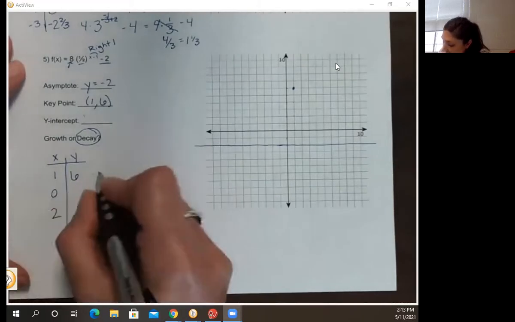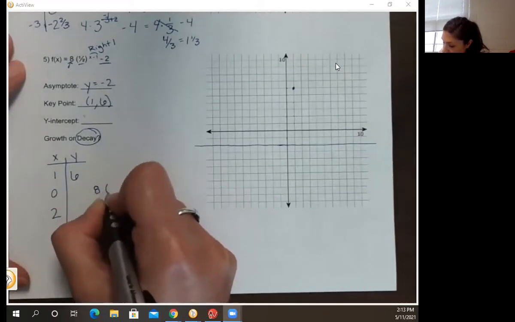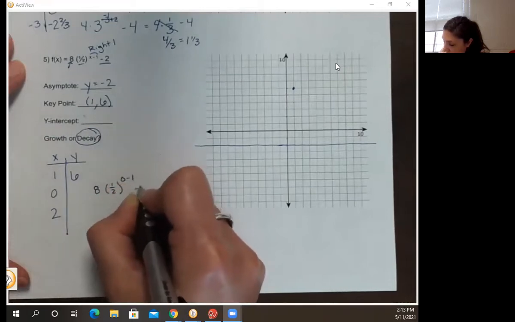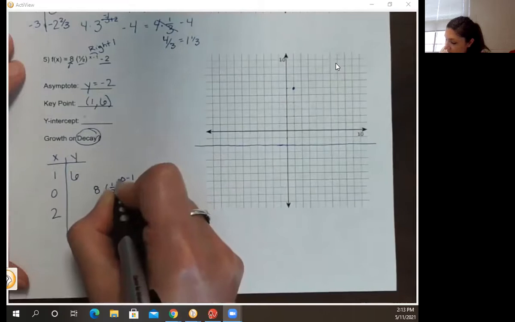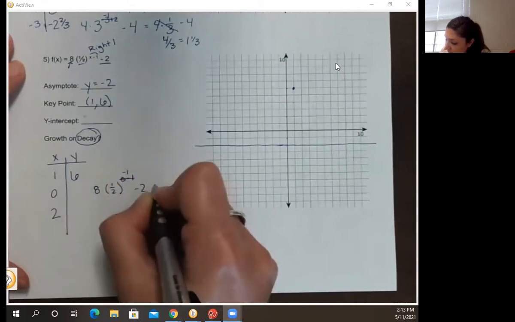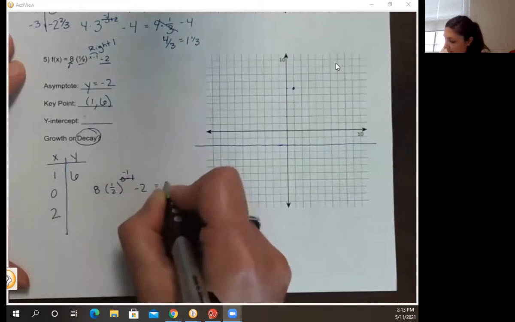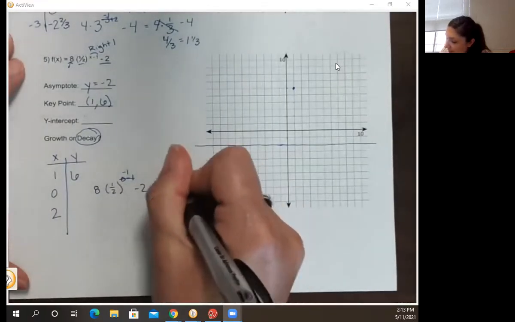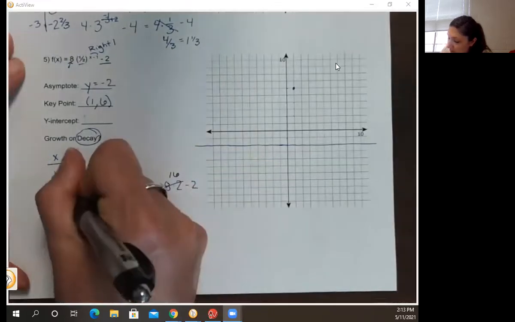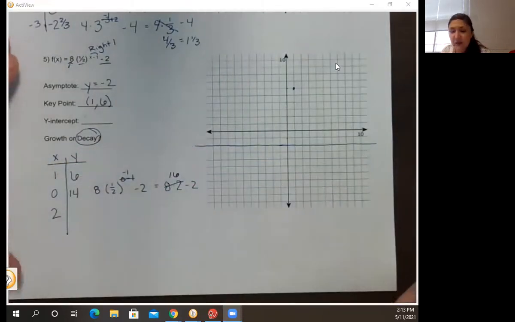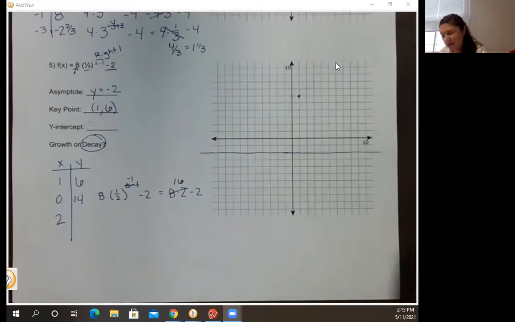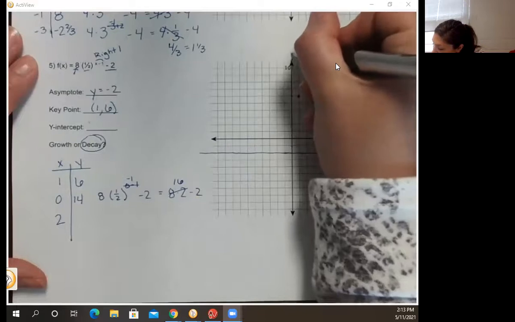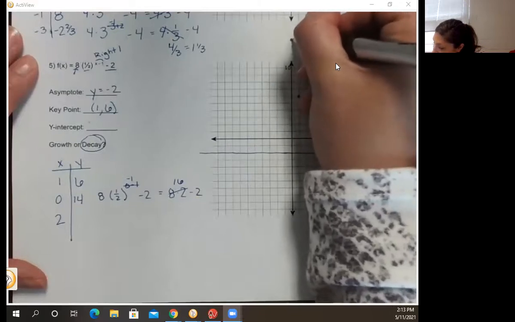So if I plug in 0 for x, this would be 8 times 1/2 to the 0 minus 1 minus 2. So my exponent would be negative 1, which means I'm going to flip the 1/2. This would be 8 times 2 minus 2. 8 times 2 is 16. 16 minus 2 is 14. So this is again going to be off my graph. Not terribly far off my graph, but off my graph. So there's 10, 11, 12, 13, 14 should be up there.